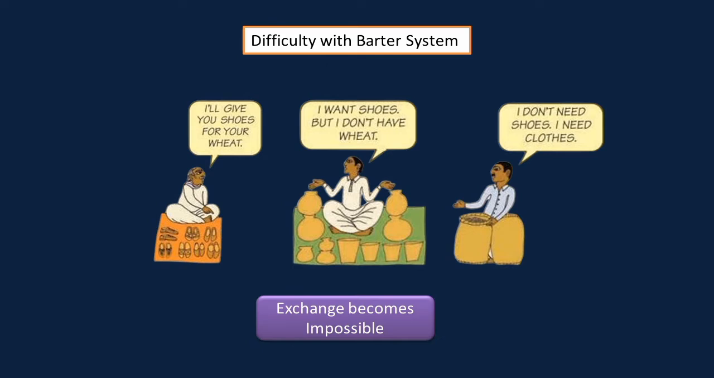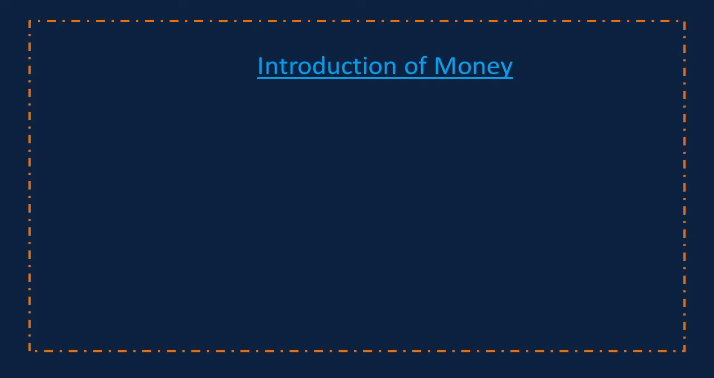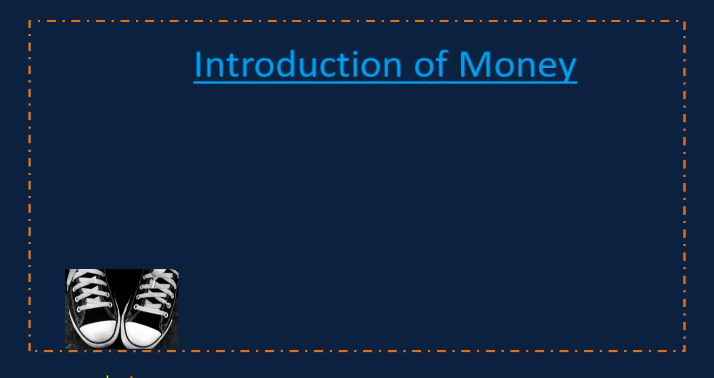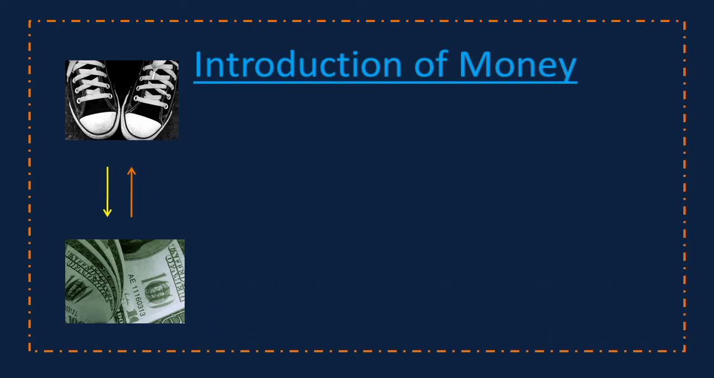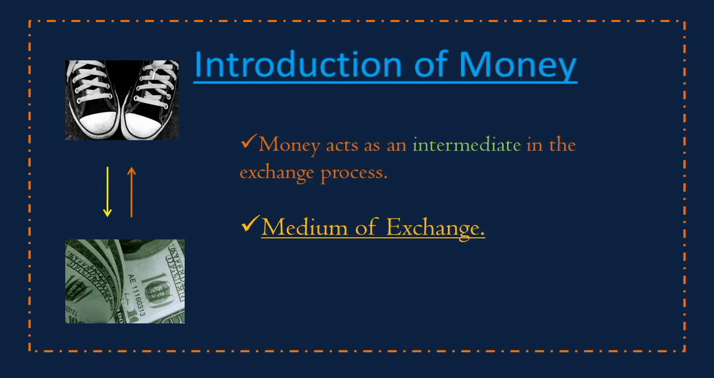So now let's move forward and see what the solution to the difficulty of the barter system is. So what is the solution for the barter system? The introduction of money. By the introduction of money, we have seen that money acts as an intermediate in the exchange process. So money is also known as the medium of exchange. So we have understood what the need of the barter system is, what the barter system is, what double coincidence of wants is, and why money acts as a medium of exchange. So we are ready to solve some PYQs.